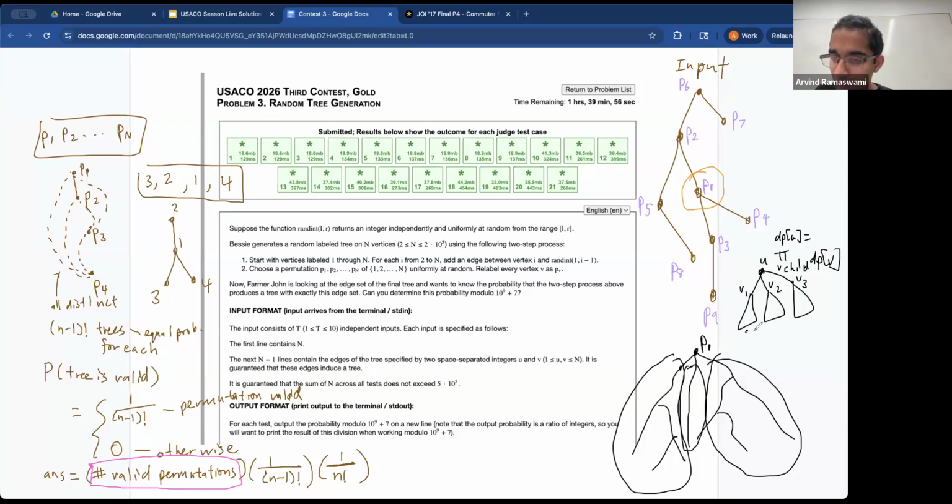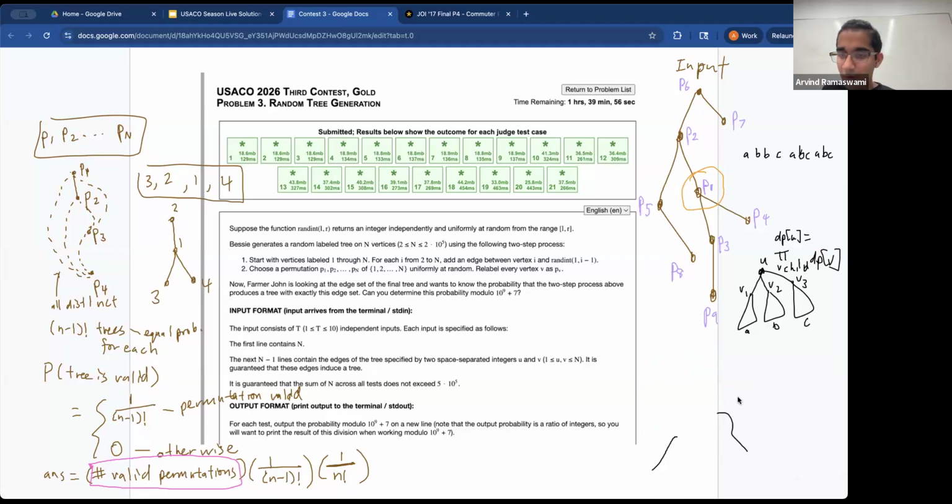So let's say this is subtree A, this is subtree B, subtree C. Let's say our permutation is like, maybe we decide to expand in subtree A, and then maybe we expand two nodes in subtree B, and then we expand another node in subtree C, and then we keep expanding like that. Then we'll get a different kind of recurrence. So we will get this recurrence: DP[U] is equal to the product over V child, just like before, of DP[V], times the number of ways to interleave them.